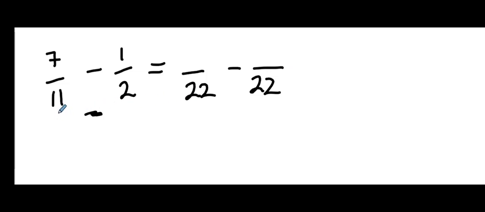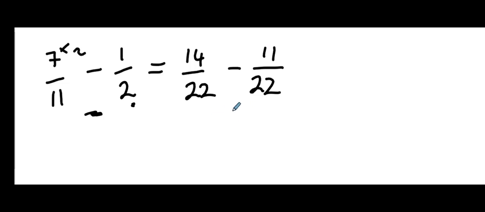And then let's divide our denominator into our lowest common multiple, and then let's multiply our numerator by that answer. So how many 11s are in 22? There are 2, so let's multiply 7 times 2, that gives us 14. And let's look at our second denominator. So how many 2s are in 22? There are 11, so 11 times 1 is 11.